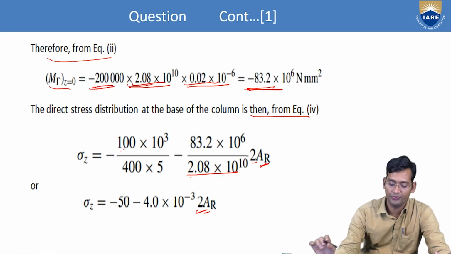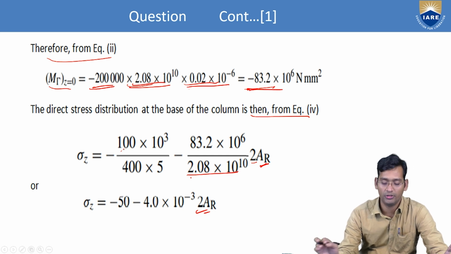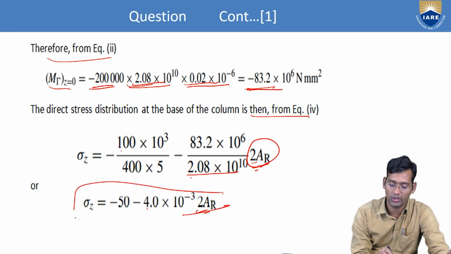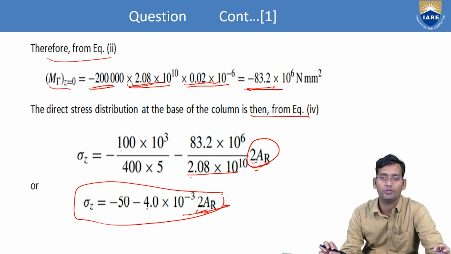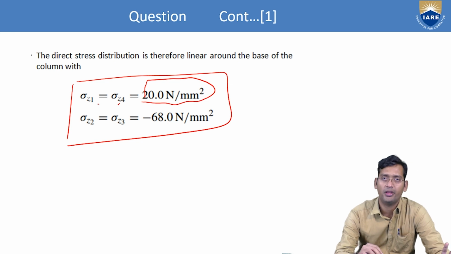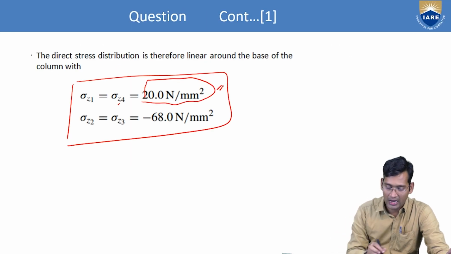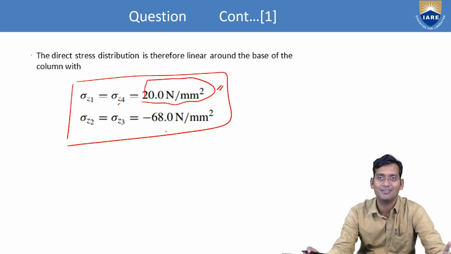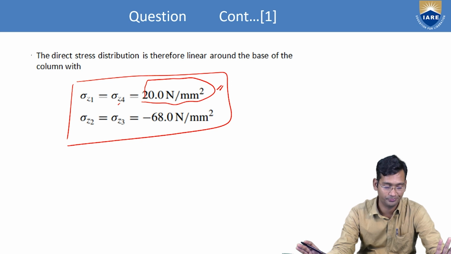So sigma z is what? Minus 100 into 10 to the power 3, and 2AR, which we also found. So sigma z is minus 50 into minus 4 into 10 to the power minus 3 into 2AR. 2AR we already found, just substitute the value. You will get sigma z1 equals sigma z4 equals 20 Newton per mm square, and sigma z2 equals sigma z3 as minus 68 Newton per mm square.